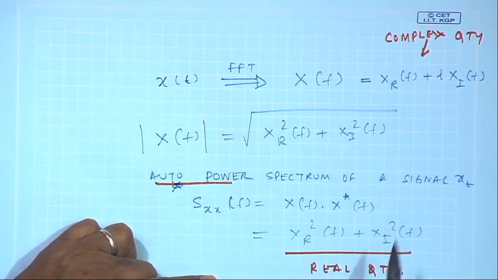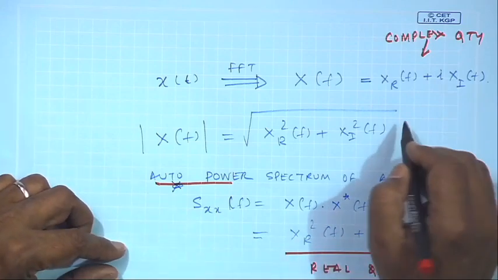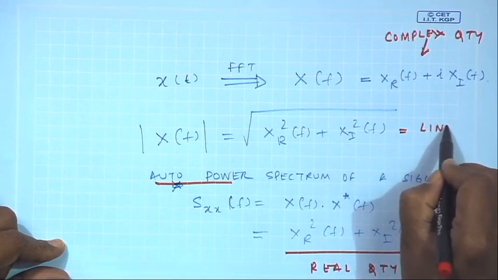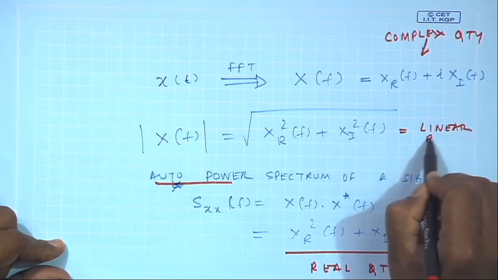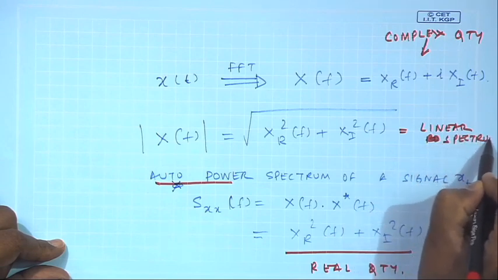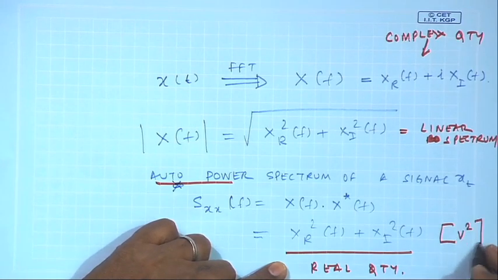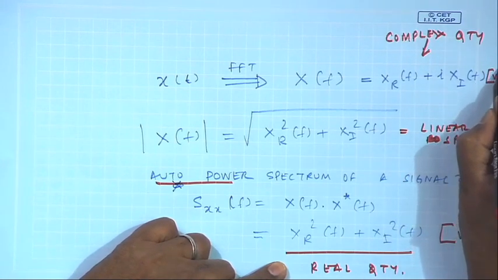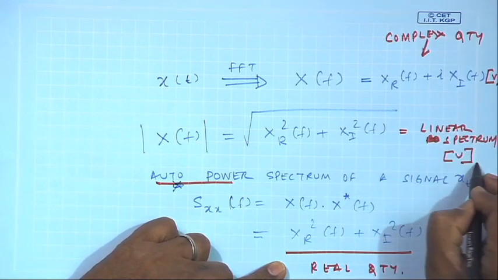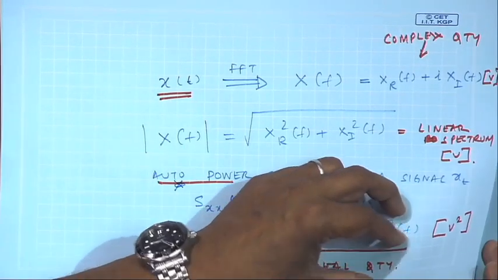So, if it was in volt, this will be in volt square. Sometimes people call this the linear power spectrum, or linear spectrum. When it is power, there is a unit square. Here the unit is voltage, okay. But this is for a single signal.